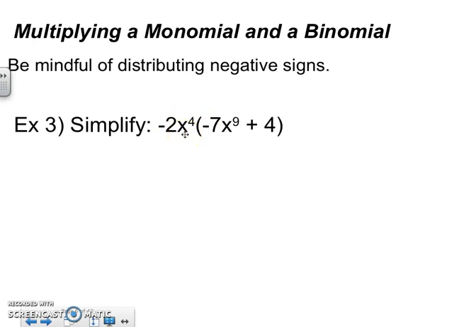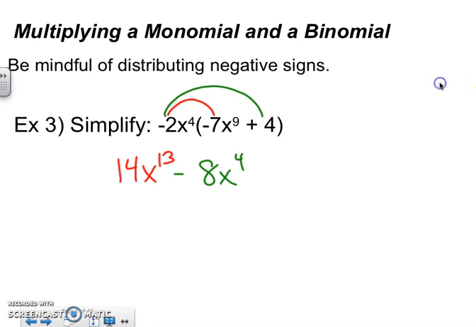When you've got negatives, be sure you distribute the negative too. So I'm going to distribute a negative to a negative, and negative 2 times negative 7 is a positive 14. And then I'm going to add my exponents of 4 and 9. So 4 plus 9 is 13, so x to the 13th power. Again, I'm going to distribute: negative 2 times 4 is negative 8. There was no exponent with that 4, so I'm going to bring down that x to the 4th that was with that outside term. Okie doke.